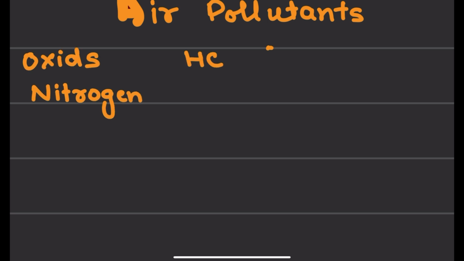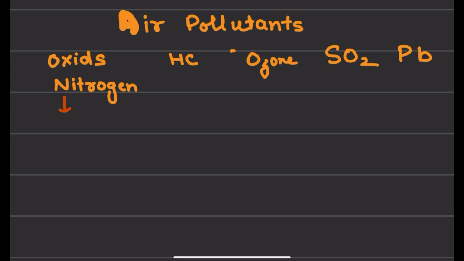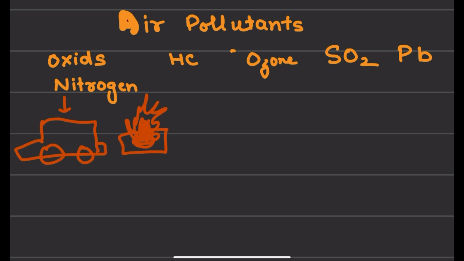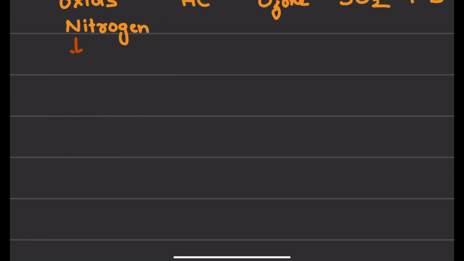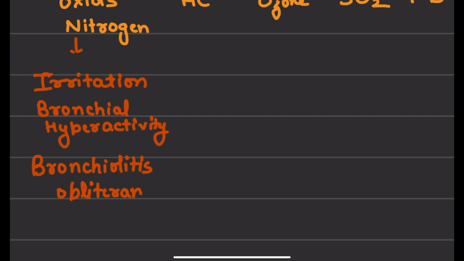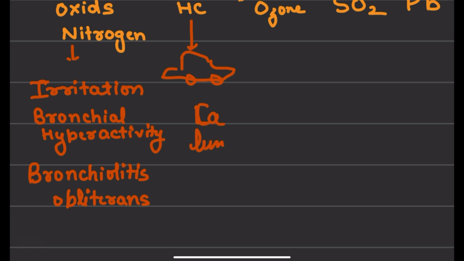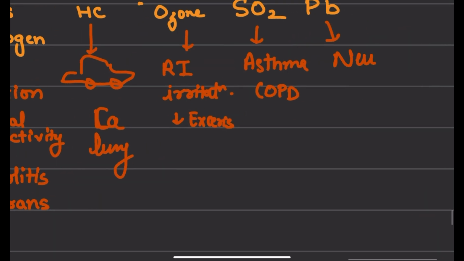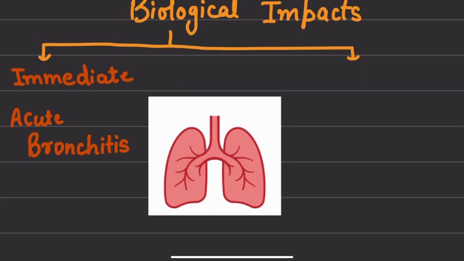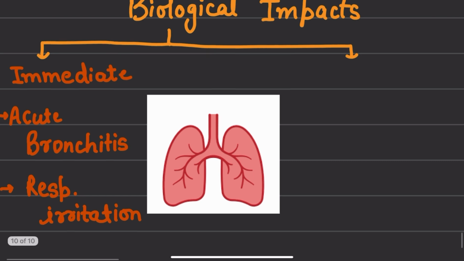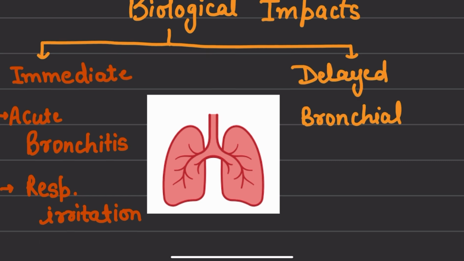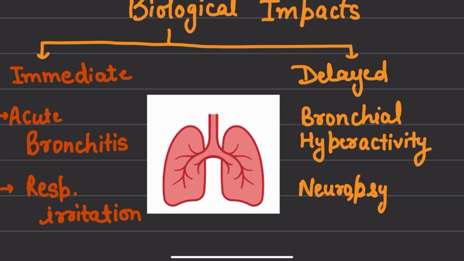Now there are multiple air pollutants like oxides of nitrogen, hydrocarbons, ozone, sulfur dioxide, and lead. Oxides of nitrogen are released by automobiles, heaters, and combustion of wood. They can cause irritation, bronchial hyperactivity, and bronchiolitis obliterans. Hydrocarbons can cause lung cancer. Ozone can cause irritation and decrease in exercise capacity, and then asthma and COPD are common. Biological pollutants cause acute bronchitis, and delayed impact will have bronchial hyperactivity, and neuropsychological impairment can also occur because of lead.